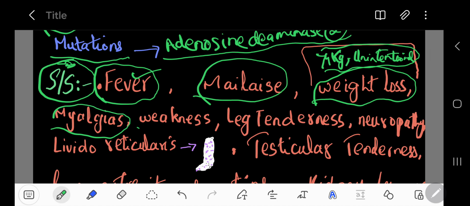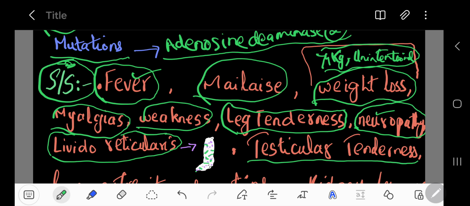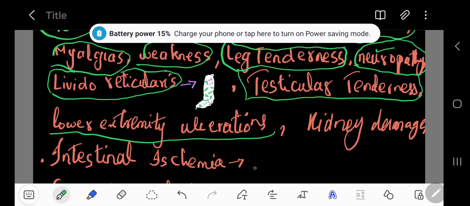Myalgias, weakness, leg tenderness due to stenosis of the arteries due to vasculitis, neuropathy due to vasculitis of the blood vessels that are supplying the nerves, livedo reticularis due to the involvement of the blood vessels that supply the skin. Actually, this is webbing of the blood vessels that appear on the skin. Then there is testicular tenderness, and it is mostly due to stenosis of the blood vessels that supply the testes, and lower extremity ulcerations due to decreased blood flow to the lower extremities.